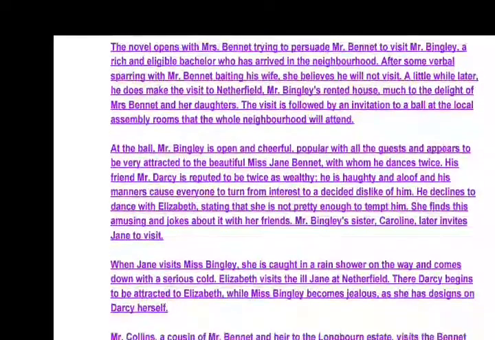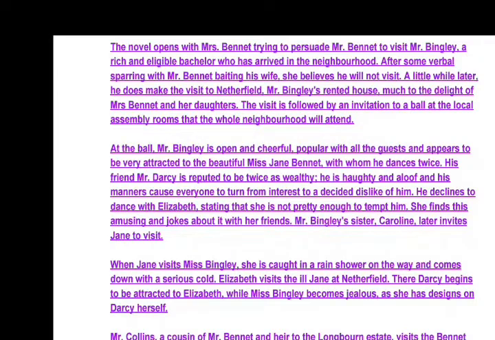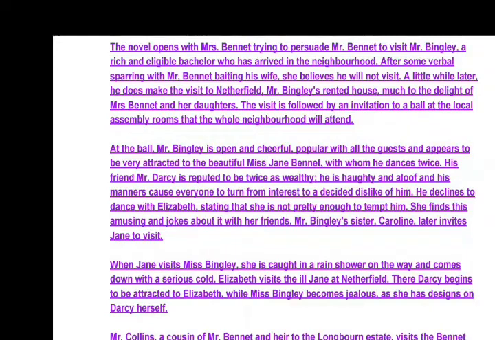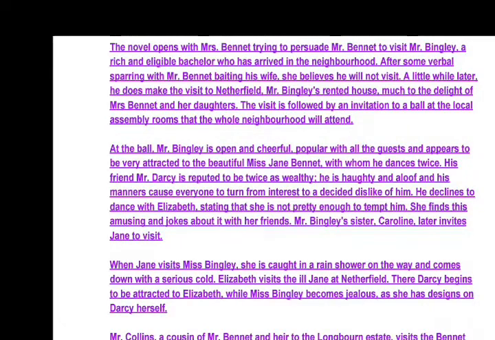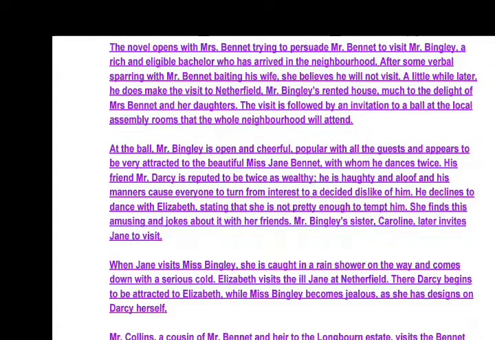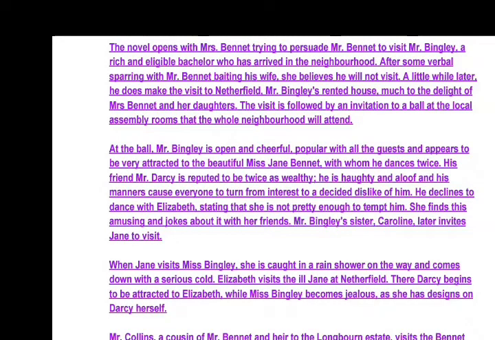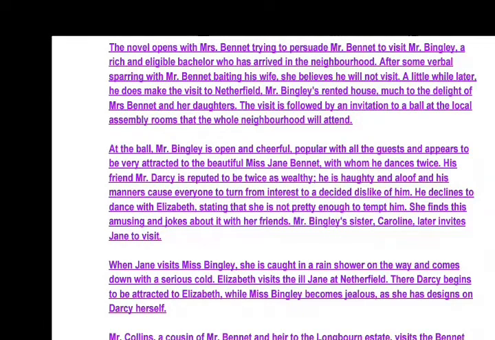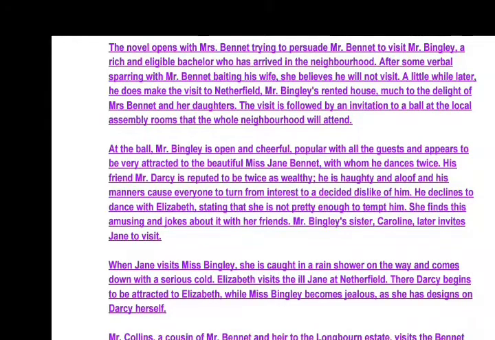The visit is followed by an invitation to a ball at the local assembly rooms that the whole neighborhood will attend. At the ball, Mr. Bingley is open and cheerful, popular with all the guests, and appears to be very attracted to the beautiful Miss Jane Bennet, with whom he dances twice. His friend Mr. Darcy is reputed to be twice as wealthy. He is haughty and aloof, and his manners cause everyone to turn from interest to a decided dislike of him.